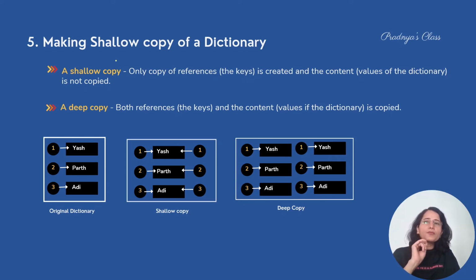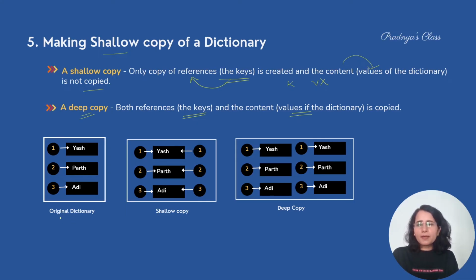One new concept we are going to study with the dictionary is making a shallow copy of the dictionary. First, let's try to understand what is shallow copy and what is deep copy. In shallow copy, only the keys, which is called a reference, are created and the content, meaning the values of the dictionary, is not copied. So in shallow copy, only the keys get copied but not the values. In contrast, in case of deep copy, both the keys and the values are copied to the new dictionary.